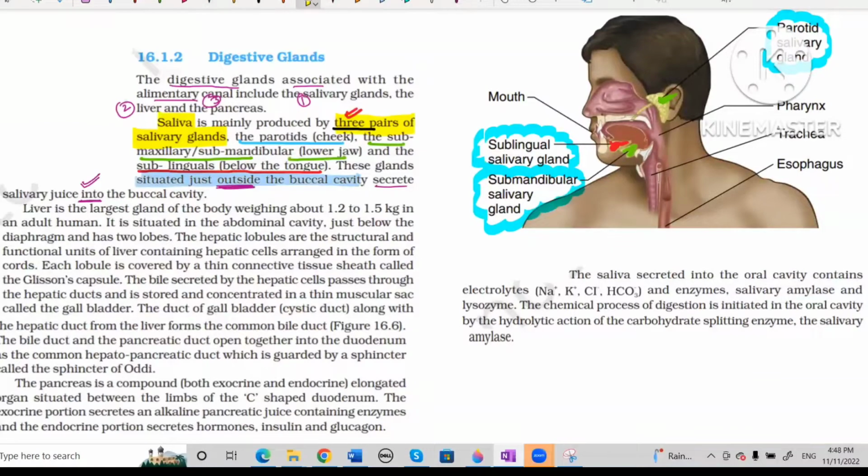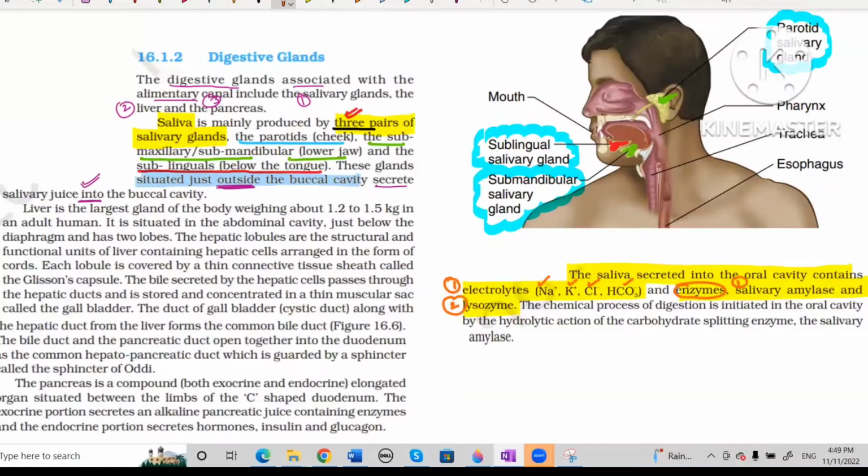And what does the secretion contain? The saliva secreted into the oral cavity contains electrolytes. Which electrolytes? Please learn it. It contains sodium, chlorine, potassium, bicarbonate ions. So first it contains electrolytes. Second, it contains enzymes. Which two enzymes? Two enzymes it is containing, that is salivary amylase and lysozyme.